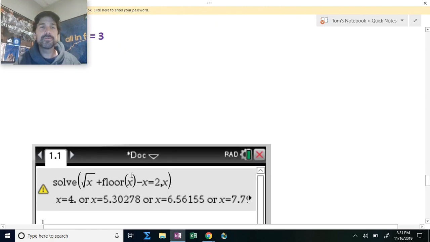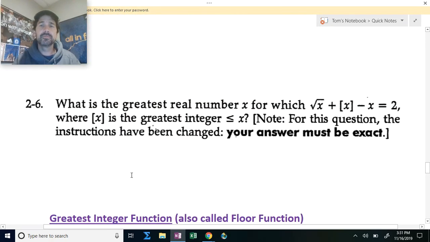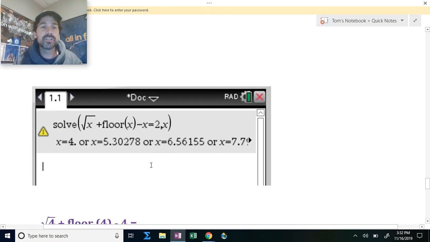And now you may have thought, oh, what if I just plug this in my calculator? The NSpire is super powerful. Maybe the calculator will just give me the answer. And you can plug this in your calculator. You just do solve square root of x plus, you type in floor.